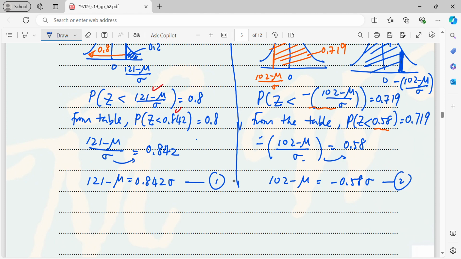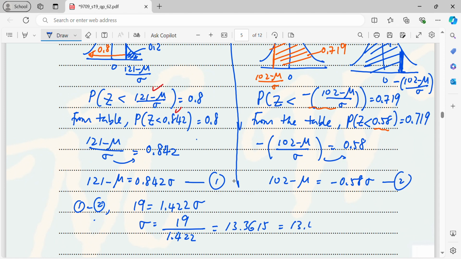So now to solve for mu and sigma, I need to solve these two simultaneous equations. Since both have minus mu on the left side, I will be using the elimination method, which is first equation minus second equation. So 121 minus 102 is basically 19. The minus mu will be cancelled off. Then on the right side, 0.842 sigma minus 0.58 sigma, because I use first minus second equation. You will be getting 1.422 sigma. Therefore, your sigma is 19 over 1.422. That is going to be 13.3615, and now I round to three significant figures, that is 13.4 as the final answer.